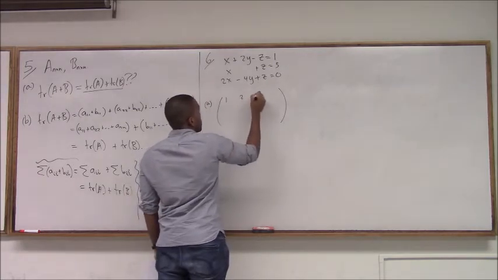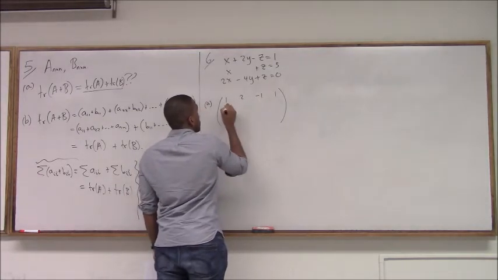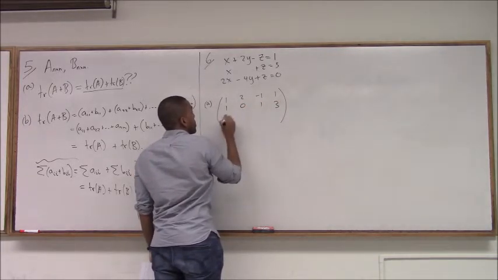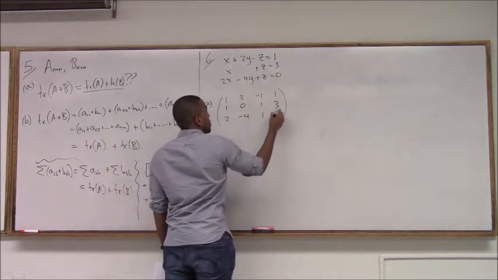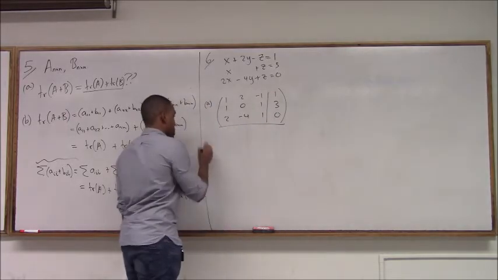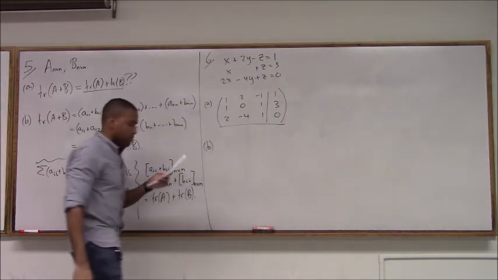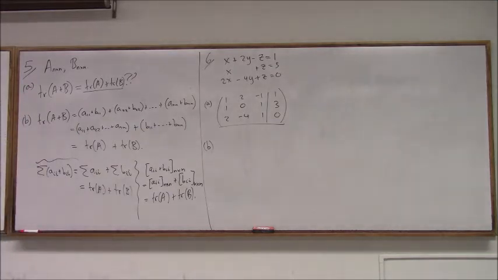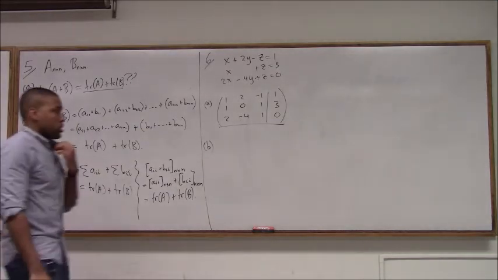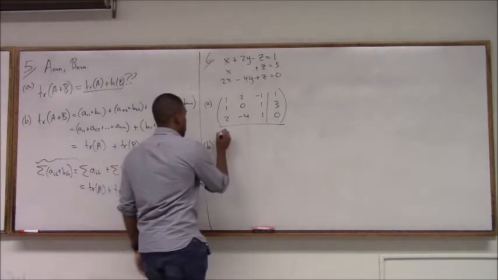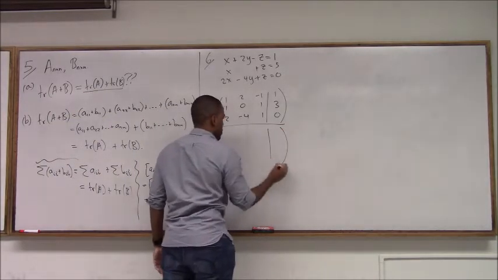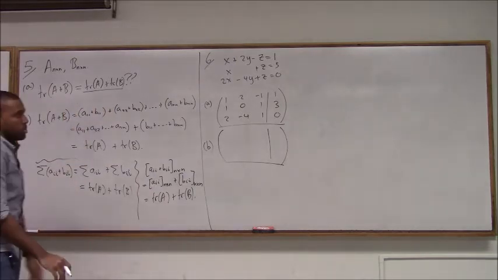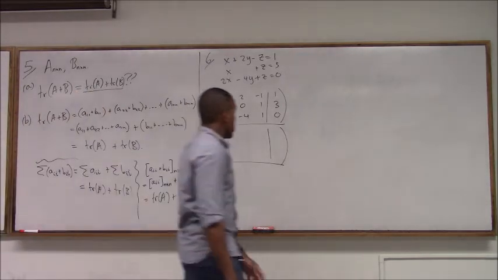1, 2, negative 1, 1, 1, 0, 1, 3, 2, negative 4, 1, 0. Okay, so that was part A. Now part B says find the reduced row echelon form of this matrix. So you have to put it in a specific form, and of course you're going to use row reduction, which technically is Gauss-Jordan elimination, but it's going to be row reduction. So what would you do here?